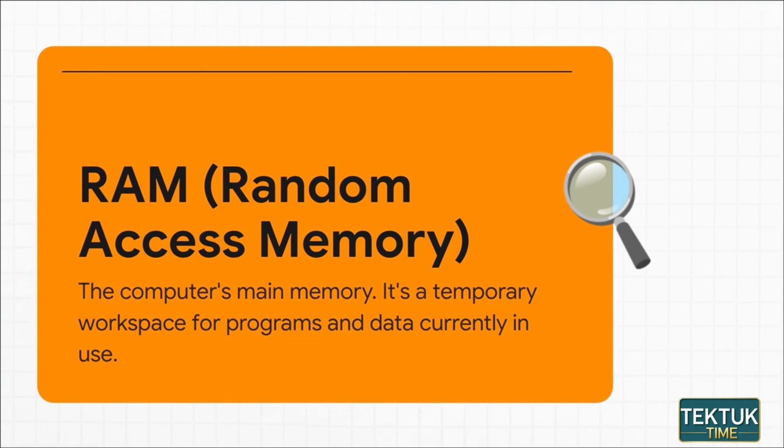So RAM, or random access memory, that's the computer's main memory. The best analogy really is your own physical desk. When you're working on something, you pull out the papers and tools you need, and you put them right there on your desk for easy, fast access. That's exactly what RAM does for the computer. It holds the programs and data that it's actively using right this second.